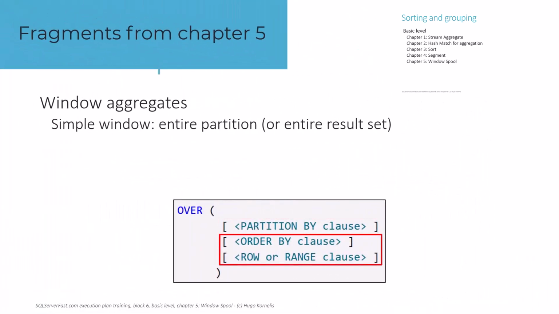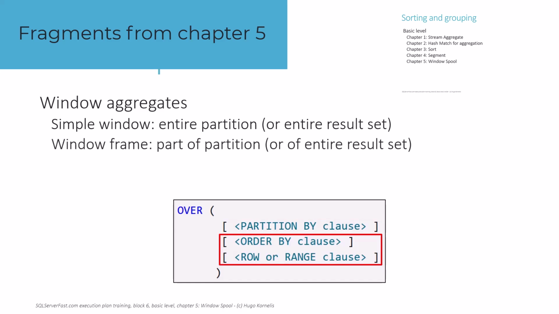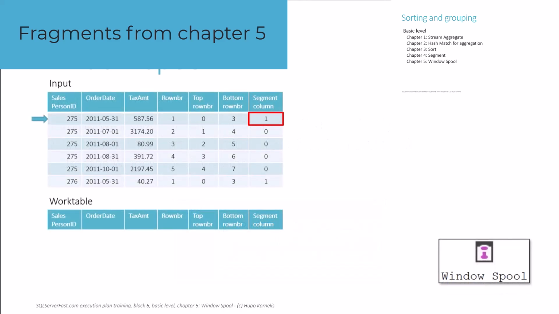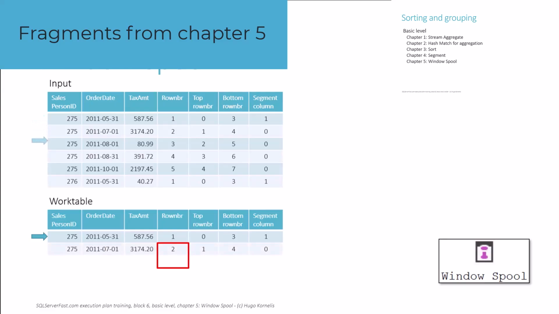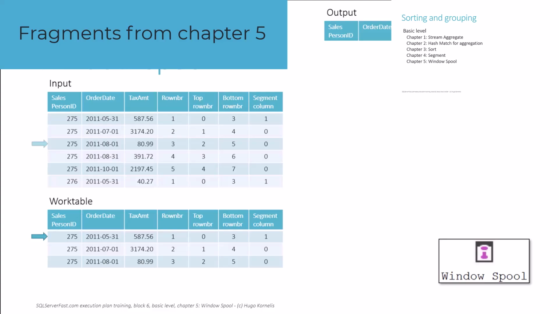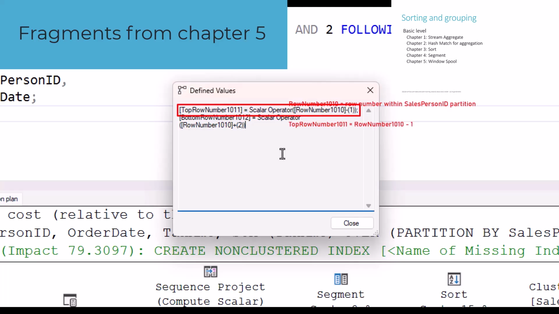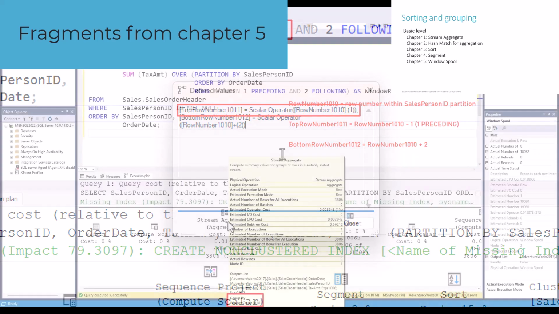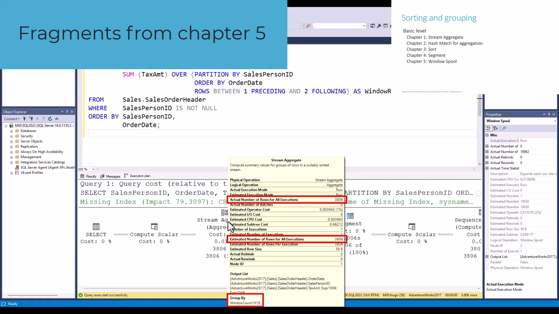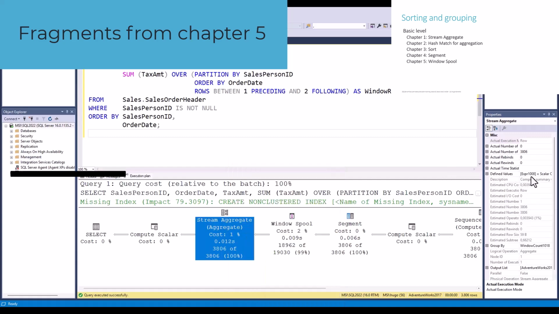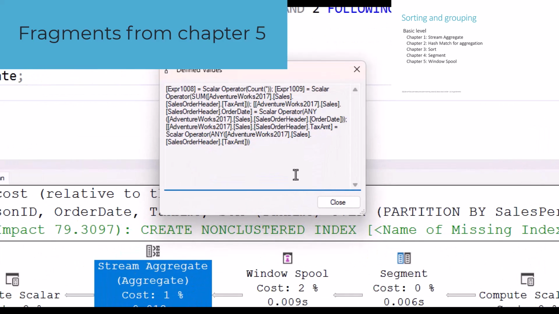Finally, in Chapter 5 we talk about window spool. This operator is used to process aggregations over a window frame. This operator requires a very specific set of columns in its input to guide its behavior. Based on those columns, it stores the input in a work table and then returns sets of rows that consist of the current row, followed by all rows in the visible window frame. A stream aggregate operator then condenses each such set back to a single row with the requested aggregate values.